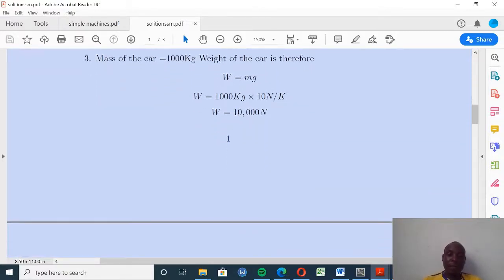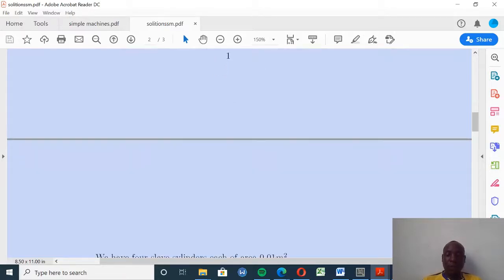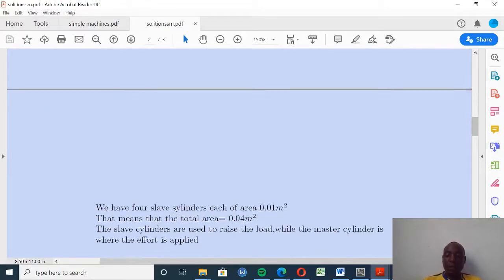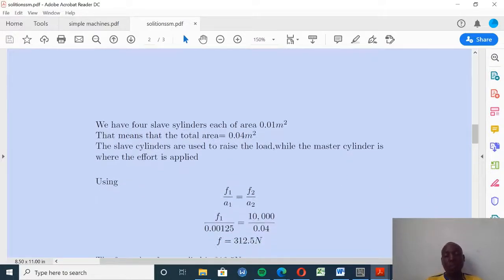Then the second part of the question was telling us to find the minimum force that can be used to raise this car. Now, we have slave cylinders. What do you mean when you say slave cylinder? There is the master cylinder. This is where the effort is applied.